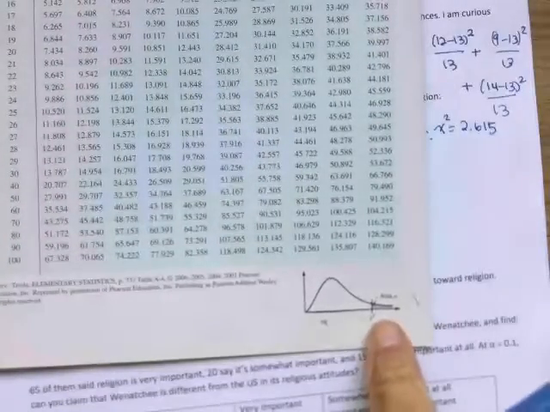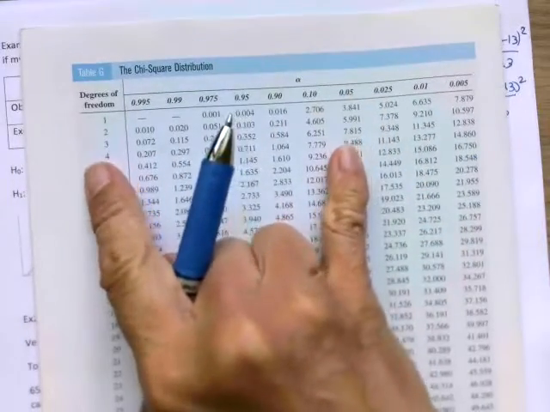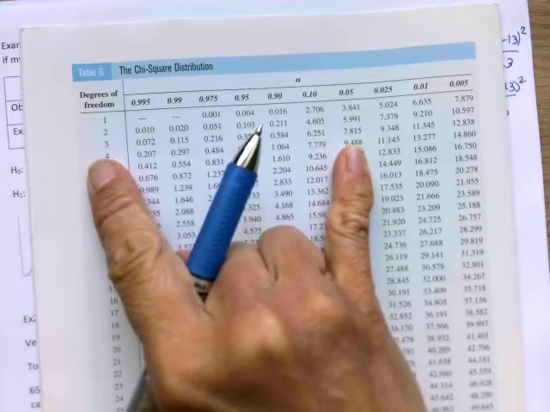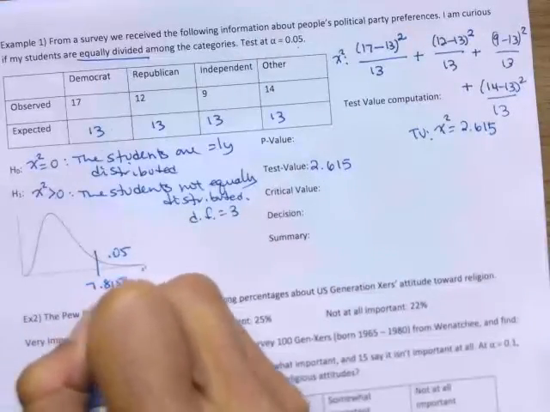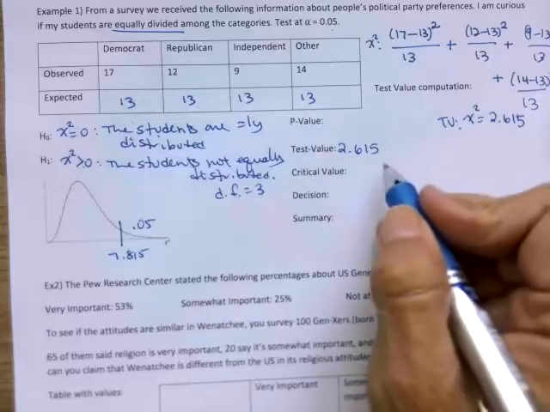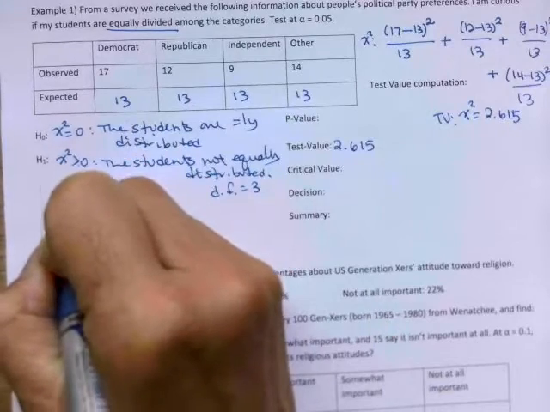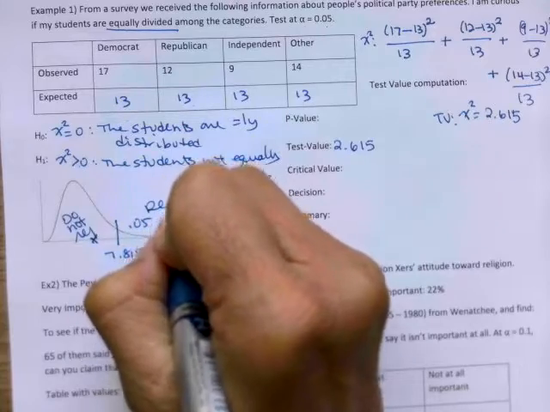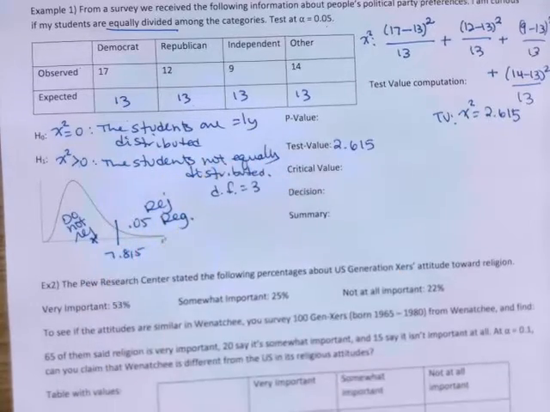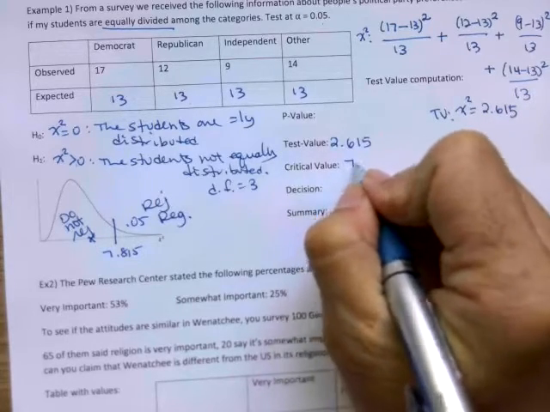So remember your table setup to go to the right. So I'm going to find 0.05 and come down to the 3. And it looks like it's 7.815. My test value is less than that, so that would be over right in the meat. This is our do not reject, versus being in the tail is our reject. So our critical value, 7.815.